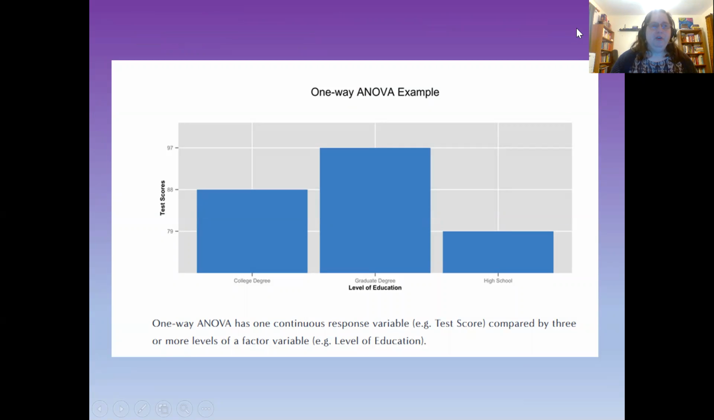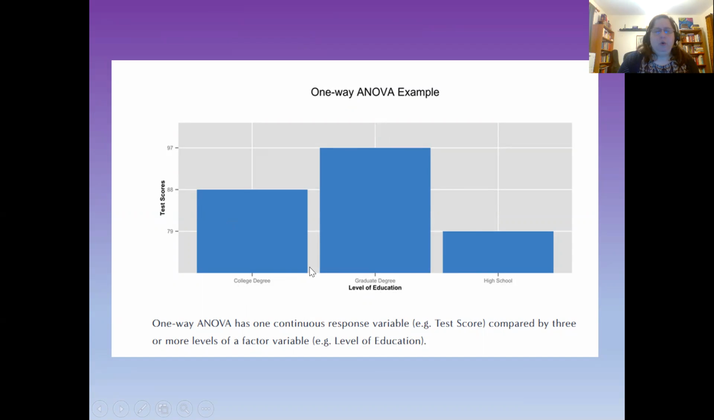Okay. So now, as promised, we're into the last section where I'm just going to go through and talk about some different kinds of ANOVAs and compare them. The one-way ANOVA, if you remember, has 1 continuous response variable, in this case, test scores, compared by 3 or more levels of a factor variable, in this case, level of education. So we have college degree, graduate degree, and high school, and we see the various test scores for the 3 groups.